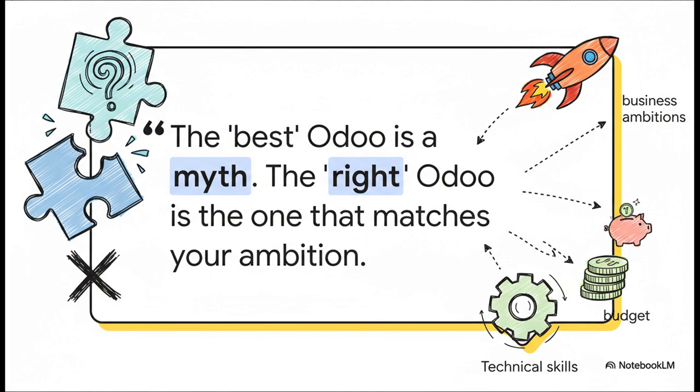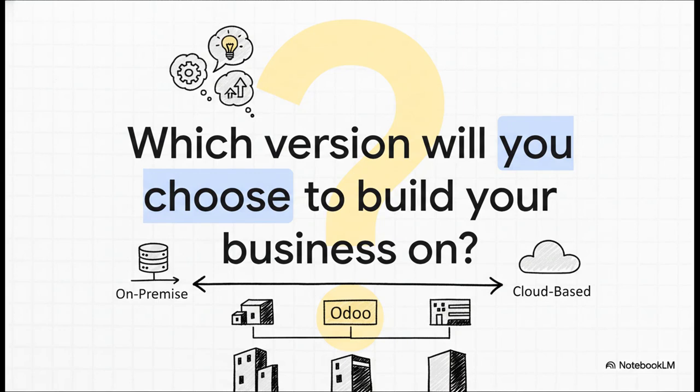So, the main thing to take away from all of this is that the idea of a single best Odoo version, it's just a myth. It doesn't exist. The only thing that truly matters is finding the right Odoo, the one that fits your budget, your tech skills, and your big plans for the future. Look, our goal here wasn't to just give you an answer. It was to give you the right questions to ask yourself. And now you have a clear framework to make a really confident choice for your business. So the only question left is, which version are you going to build your future on?